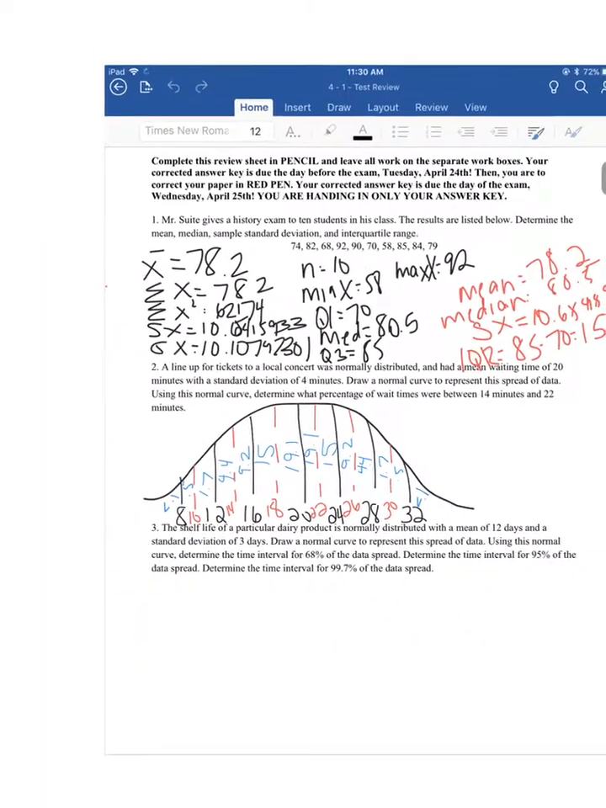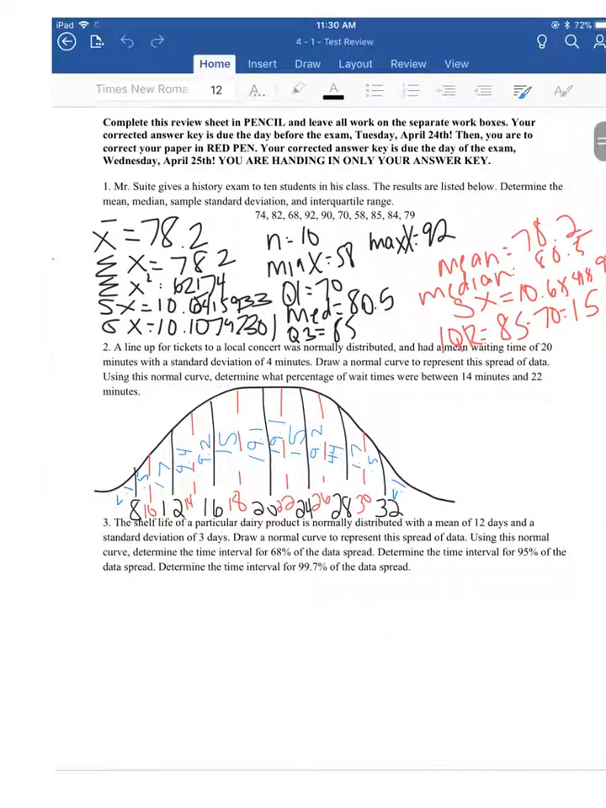All right, so the second question says, using this normal curve, determine what percentages between 14 and 22 minutes. So 14 is right here, and 22 is right here. So I would take 9.2 plus 15 plus 19.1 plus 19.1, and I end up getting 62.4% of the data.